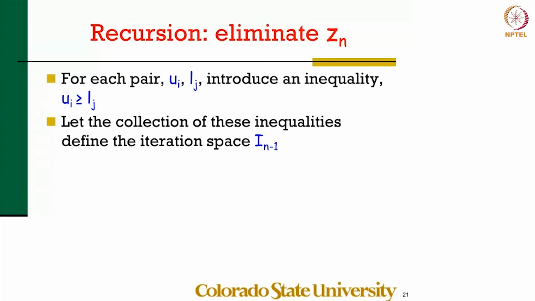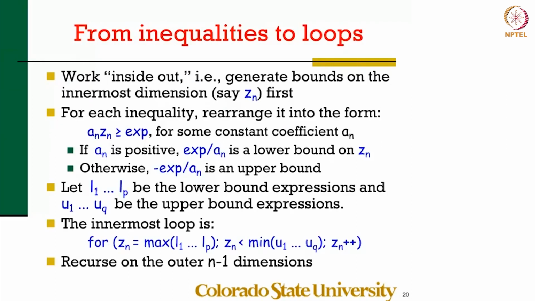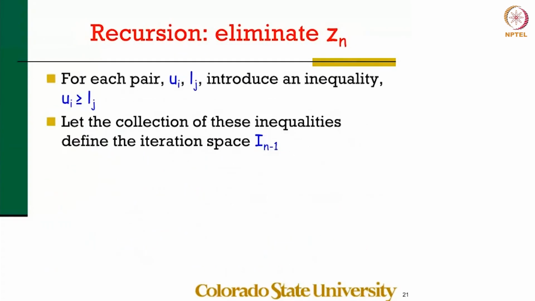Once you've done that, eliminate z sub n-1, and you will have a polyhedron that defines the bounds on the inequalities that I1 to In-2 must satisfy, and so on. You work your way inside out, and at each step you do what I have in the previous slide: construct the loop, and then eliminate Zn and get pairwise all the inequalities involving some lower bound expression and some upper bound expression. And you're done.